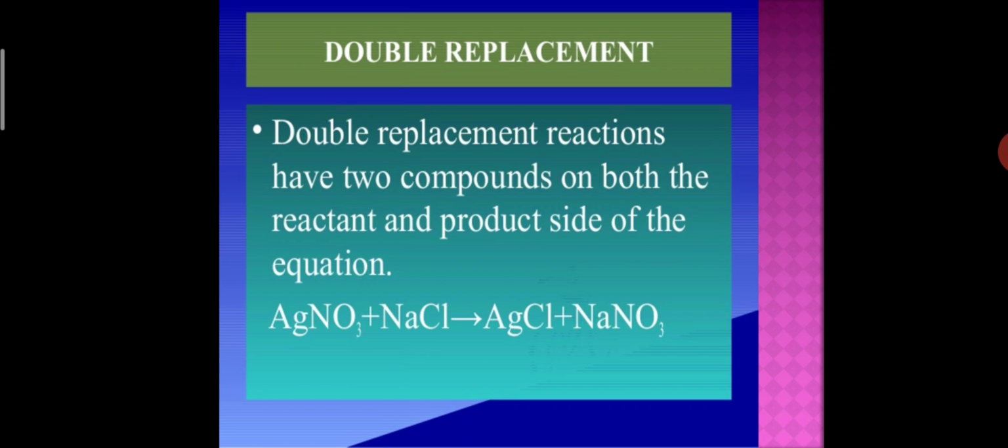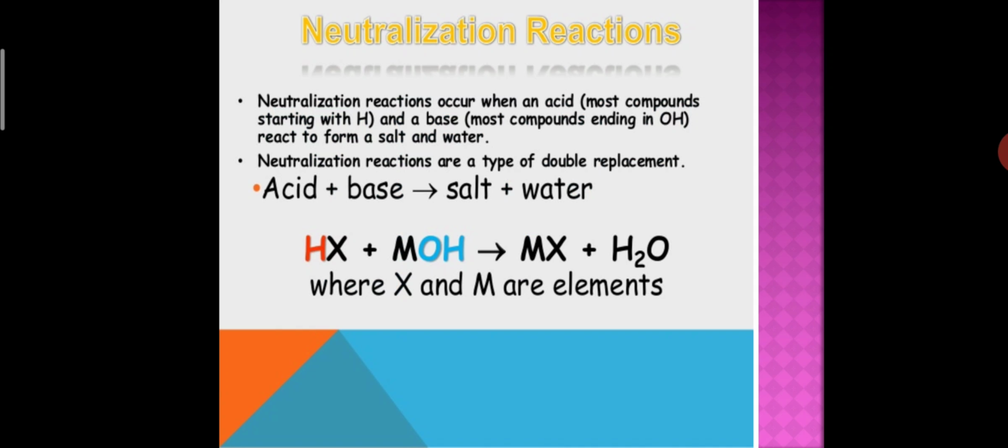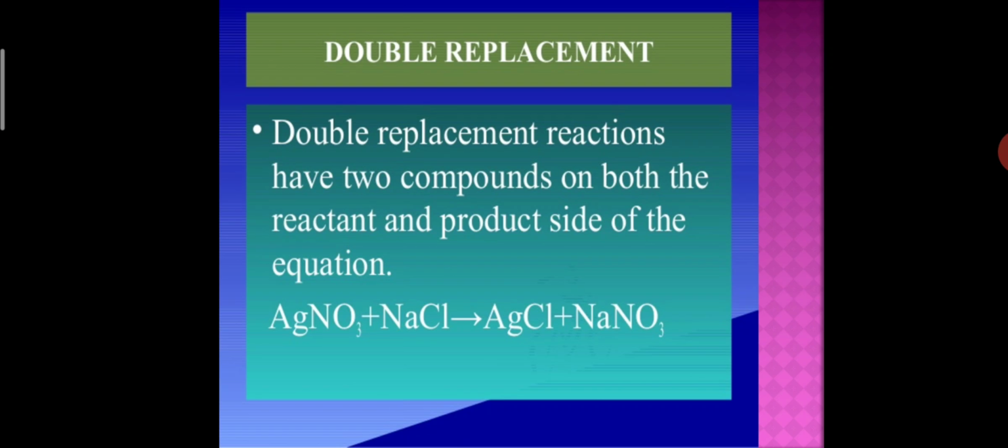AgNO3 is one reactant, and the other reactant is NaCl. When they combine together, they form AgCl and NaNO3, sodium nitrate. Then we know about neutralization. So in double replacement, we see that the elements replace each other's positions.